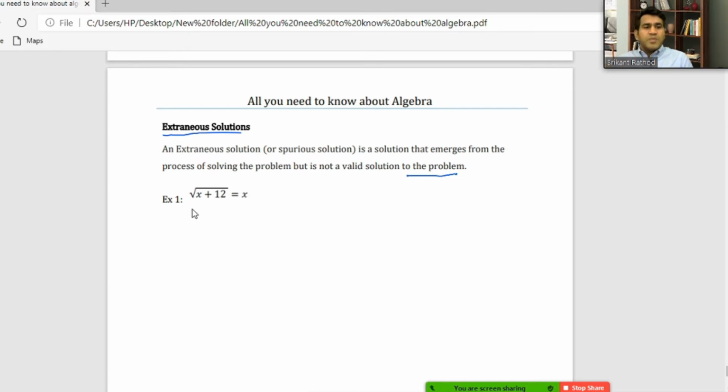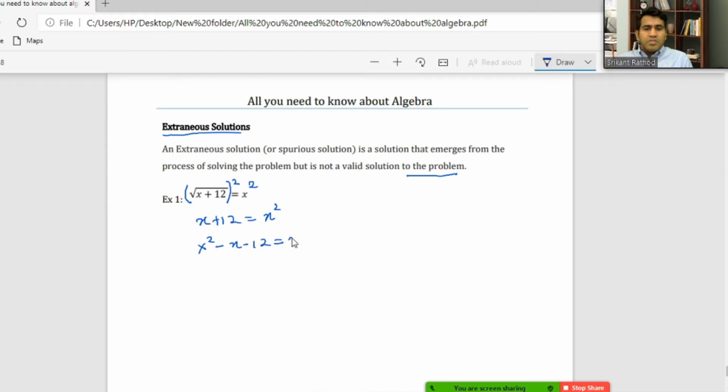How do you solve this expression? One of the terms here is a radical, so to get rid of this square root, you have to square the expression on both sides. Now the square root and the square get cancelled on this side, and it becomes x plus 12 equals x squared. Simplifying further, we can write it as x squared minus x minus 12 equals 0. This has become a quadratic equation now.